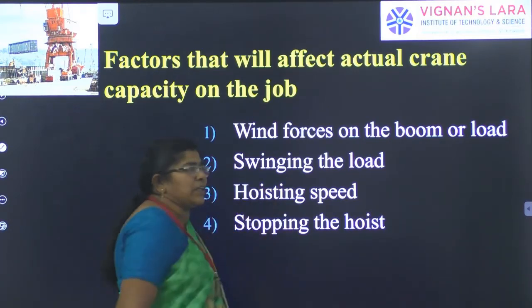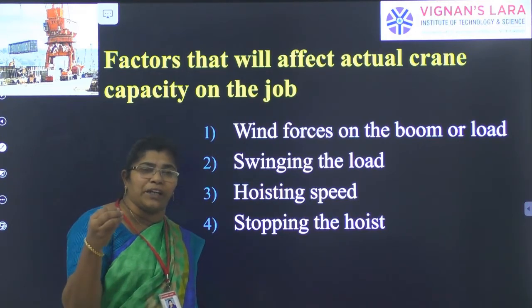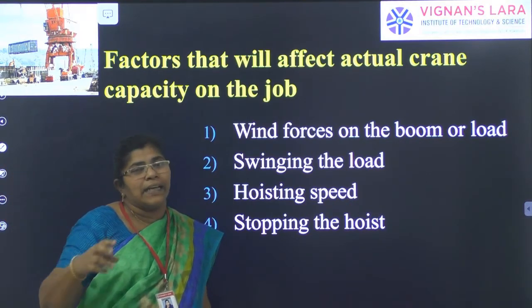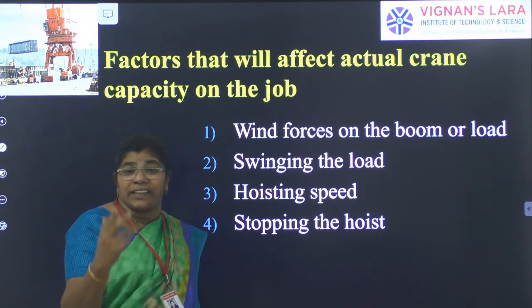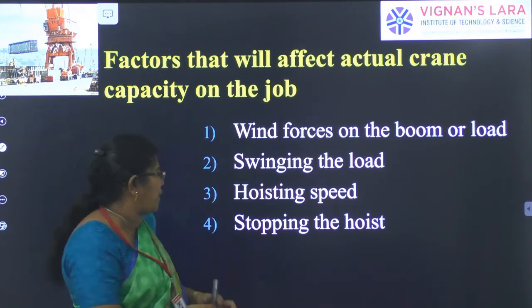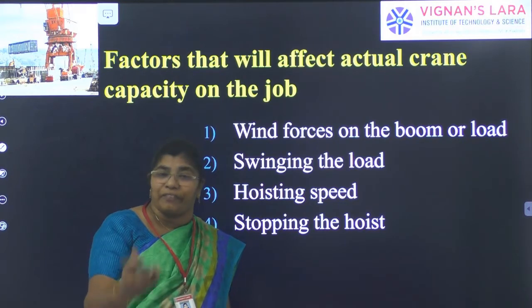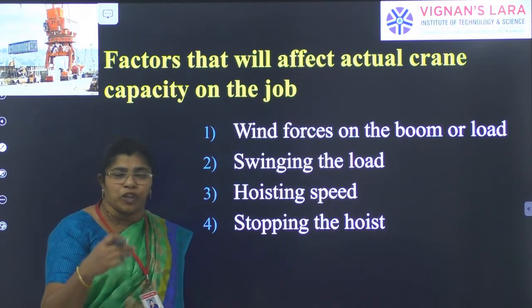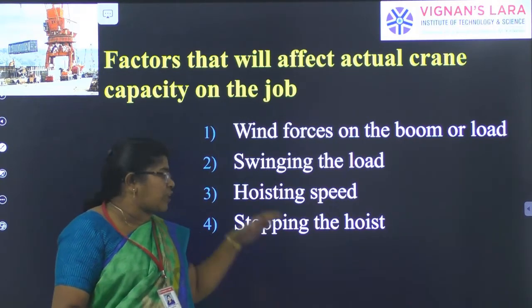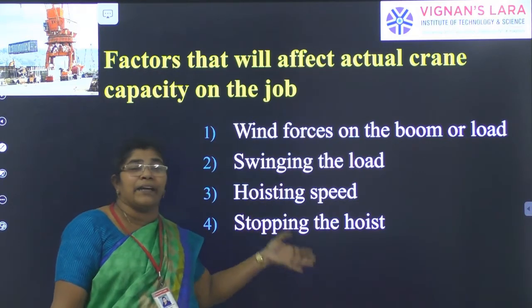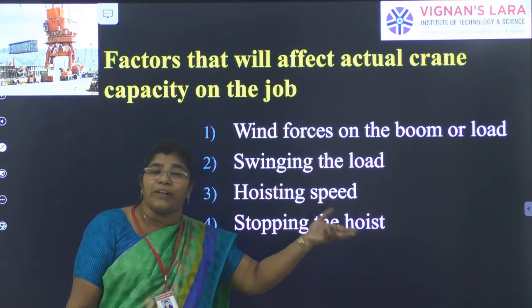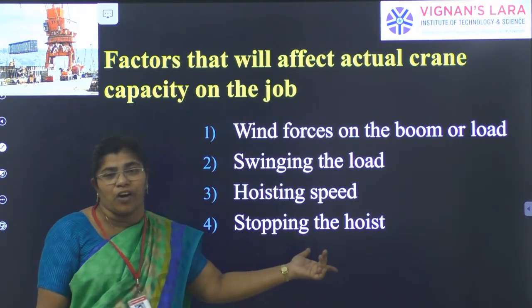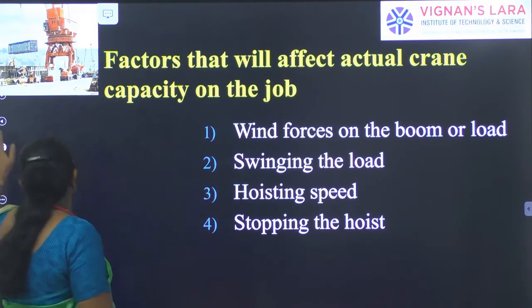Then swinging the load. The load has to be lifted slowly. If it is lifted very fast, the load will swing. When the load swings, the center of gravity point will change, and that itself can cause failure of mobile cranes. Then hoisting speed. Hoisting is the lifting speed. When lifting a weight, we have to lift at the proper speed, not too slow or too fast. The point where the weight has to be kept, the stopping point of the hoist, should be done very, very carefully.